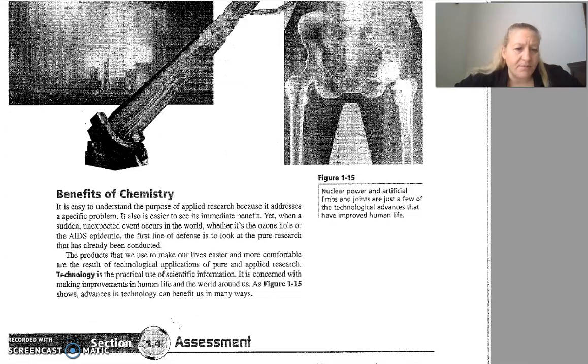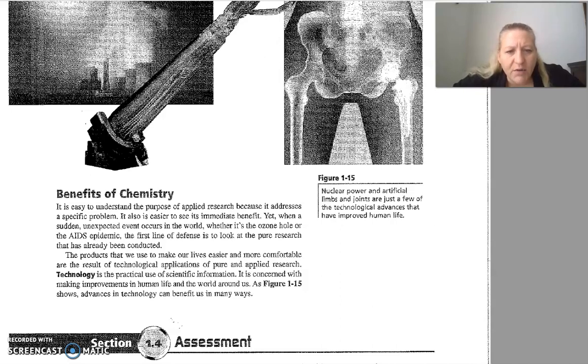Benefits of chemistry. It is easy to understand the purpose of applied research because it addresses a specific problem. It is also easier to see its immediate benefits. Yet when a sudden unexpected event occurs in the world, whether it's the ozone hole or the AIDS epidemic, the first line of defense is to look at the pure research that has already been conducted.